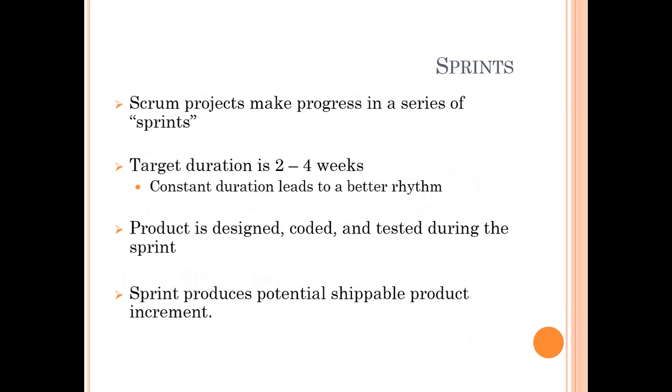So let's move on to the next slide. As we discussed, Scrum projects progress in a series of sprints. These sprints last for 2 to 4 weeks, and sprint duration is time-boxed and cannot be changed. Even if a requirement may not be completed or goes outside the scope of the sprint, the sprint duration remains the same. It is fixed. And in a given sprint, we have to do all the designing, coding, testing, and build the shippable product increment.